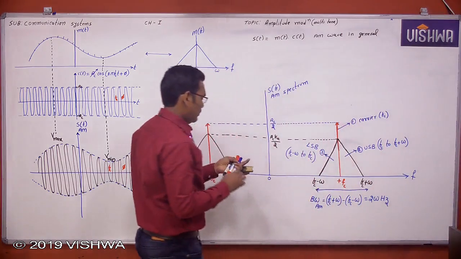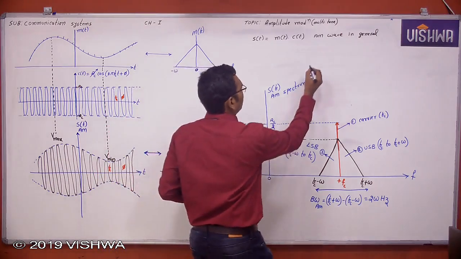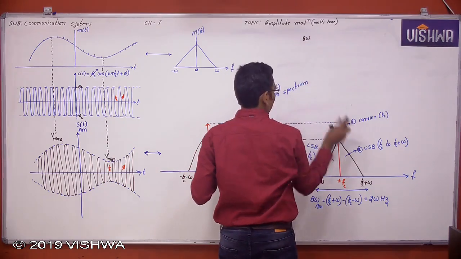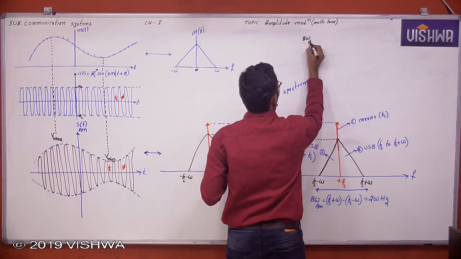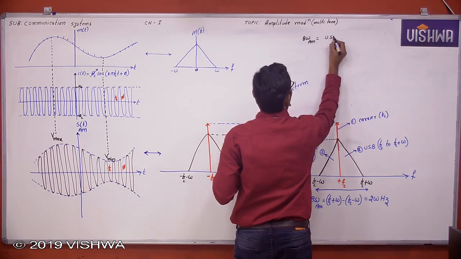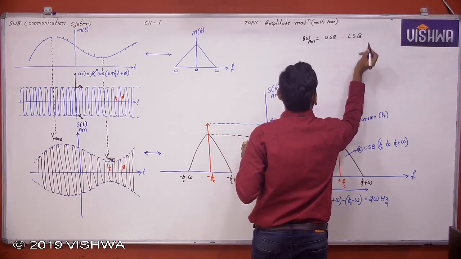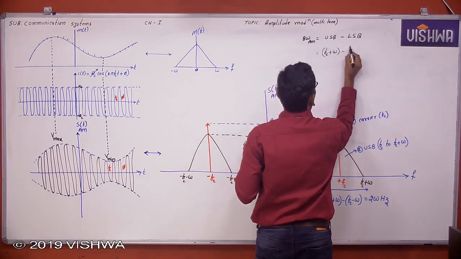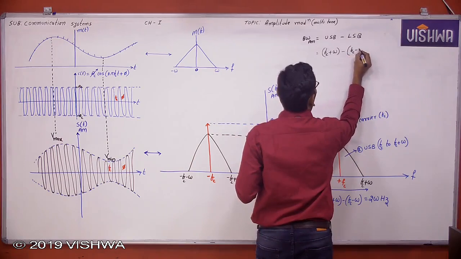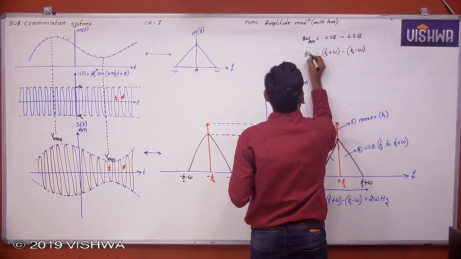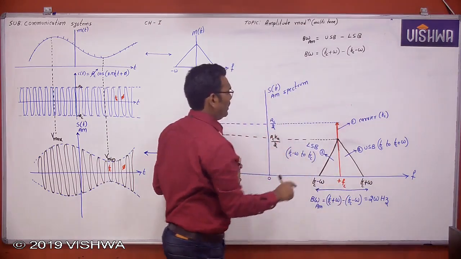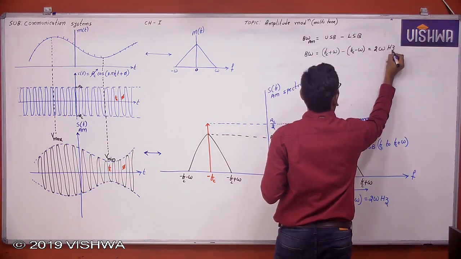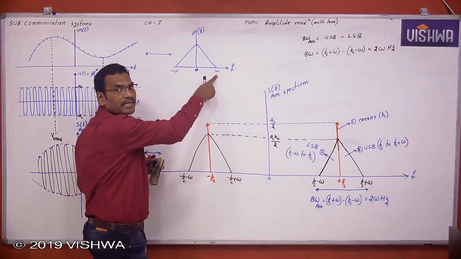Now see here, what is the bandwidth of AM? AM consists of three spectral components: carrier, upper sideband, lower sideband. The bandwidth of AM is upper sideband minus lower sideband. Is it right or not? What is upper sideband? FC plus omega. What is lower sideband? FC minus omega. Therefore the bandwidth is equal to FC plus omega minus FC minus omega, which is equal to 2 omega hertz, where omega is the highest frequency present in the message signal.